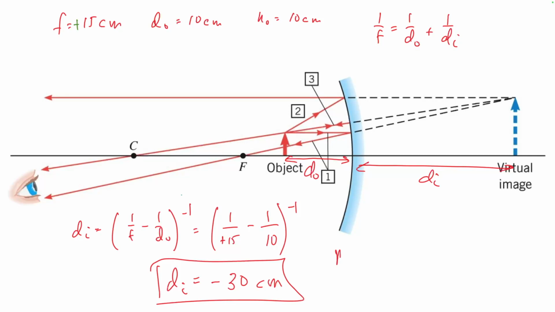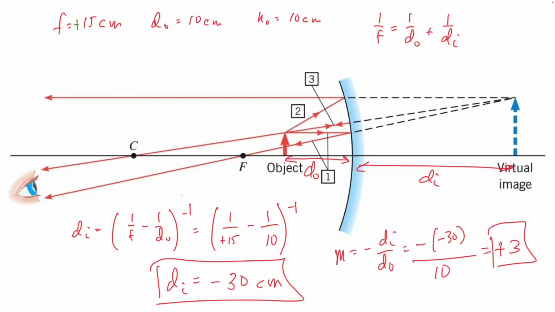If we calculate the magnification, it's negative image distance over object distance, which is negative a negative 30 all over an object distance of 10. And what's a negative 30 over 10? Positive 3, isn't it? So what does the sign convention tell us about positive magnification? What do we know about the image if the magnification is positive? It's upright. So this is a virtual, upright, magnified image.